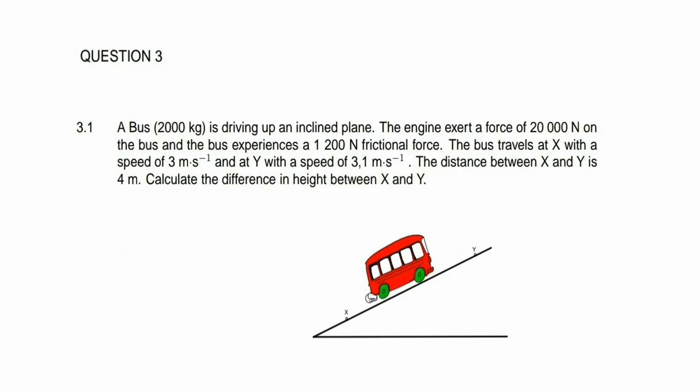Okay, now we have question 3. It says a bus of 2000 kg is driving up an incline. The engine exerts a force of 20,000 Newton on the bus, and the bus experiences a 1,200 Newton frictional force. The bus travels at x with a speed of 3 meters per second. So at x, the speed is 3 meters per second, and at y, the speed is 3.1 meters per second. The distance between x and y is 4 meters.